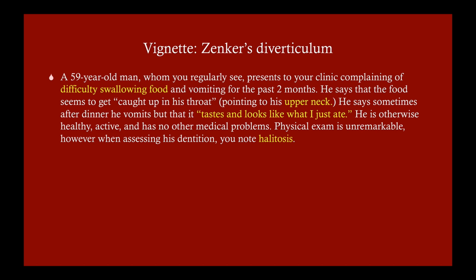So we find 4 very important things here that lend ourselves to a presumptive diagnosis of Zenker's diverticulum. First of all, difficulty swallowing food. Well, that's dysphagia. So now we've got our differential for dysphagia, which you should have in your head. This is in the upper neck, as we're going to see Zenker's diverticulum involves the upper esophagus. He says that he's vomiting. But it's important that you ask the patient, what does the vomit look like? You might even ask them what it tastes like. And he says that it looks like what he just ate.